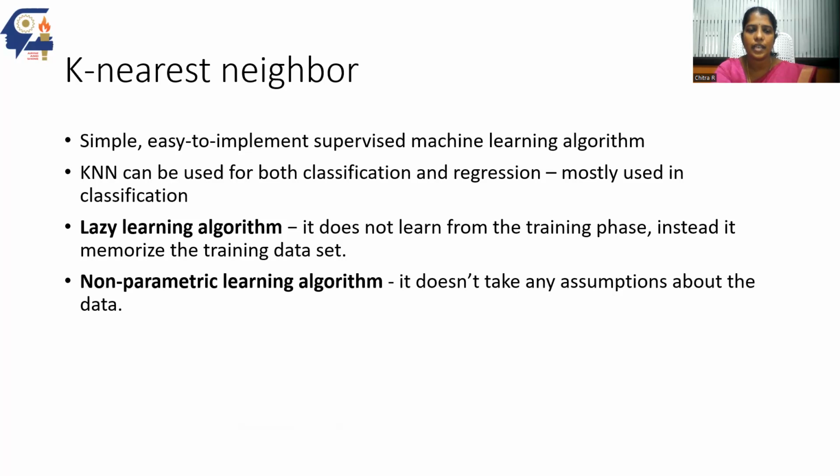This is a lazy learning algorithm. Instead of iterating over values, we use the concept of memorizing in the K nearest neighbor algorithm. So it is called a lazy learning algorithm, and it is also a non-parametric learning algorithm. It means no assumptions are needed. The given data points are classified as they are.